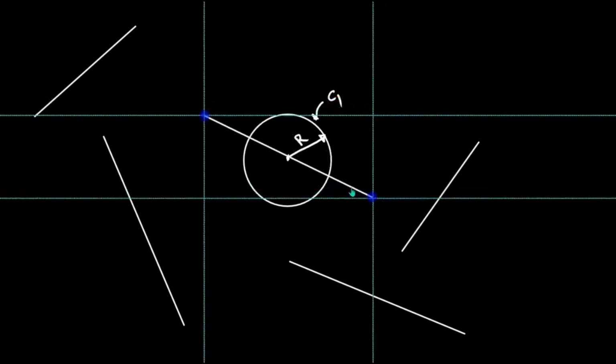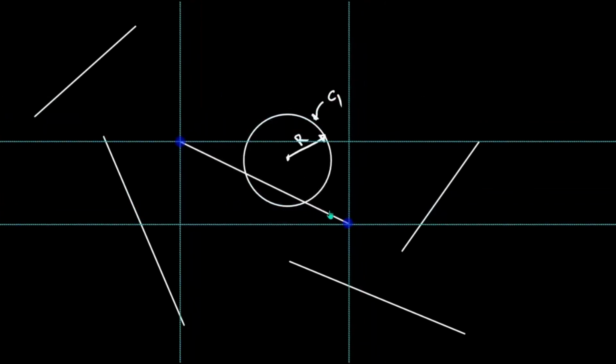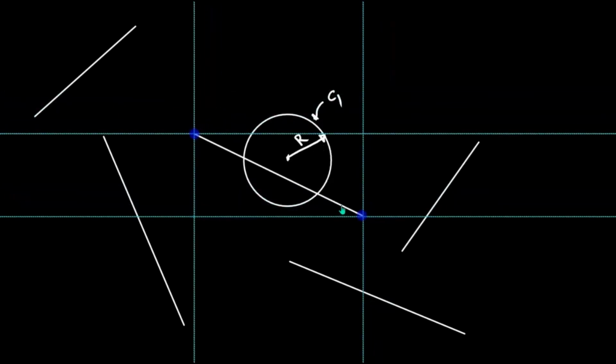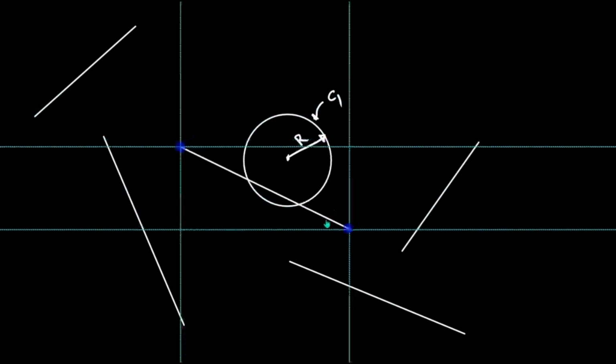Similarly, if I keep moving this line, it is touching at 2 points. This is another scenario. That line can touch the circle at 2 points.